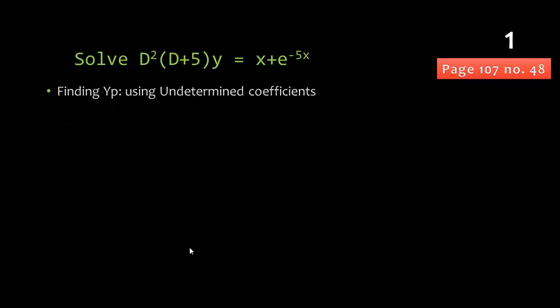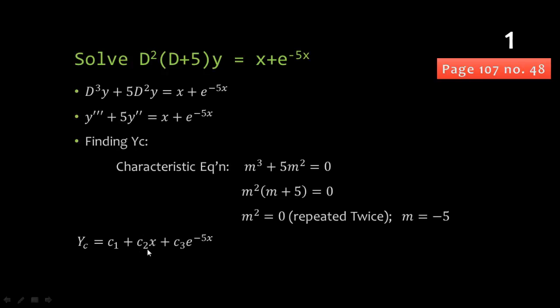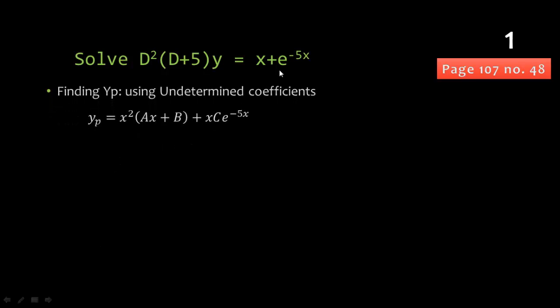The next step is finding y_p using the undetermined coefficients method. We have a guess on y_p because g of x is equal to x plus e to the negative 5x. So we now have the unknowns ax plus b, which is multiplied by x squared because we have already a constant times x in our y_c, and for this part we have x times the constant c times e to the negative 5x.